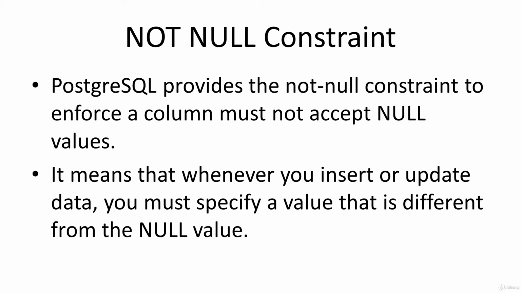So PostgreSQL provides the not null constraint to enforce a column that must not accept null values. And we've actually seen this already before. Basically what that means is that whenever you insert or update data, you must specify a value that is different from the null value.